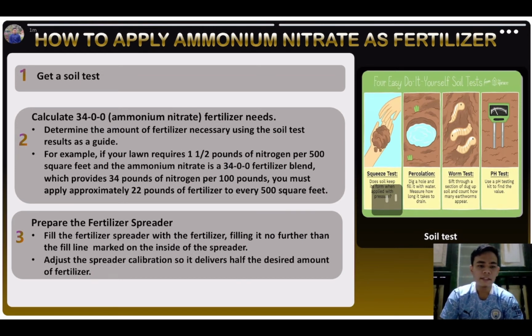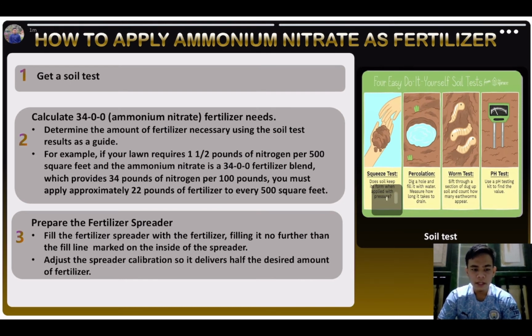And then the second step is to calculate the 34-0-0, that is ammonium nitrate, fertilizer needs. Determine the amount of fertilizer necessary according to the soil test result, regardless of what result you get. For example, if your lawn requires 1 1/2 pounds of nitrogen per 500 square feet, and the ammonium nitrate is a 34-0-0 fertilizer blend, which provides 34 pounds of nitrogen per 100 pounds, you must apply approximately 22 pounds of fertilizer to every 500 square feet.